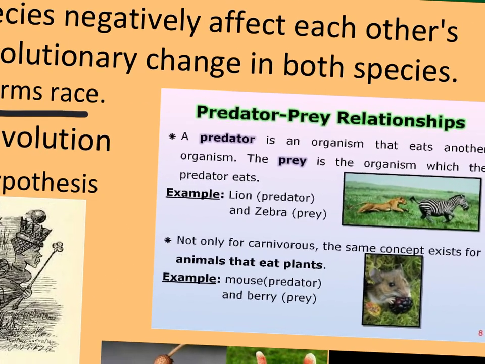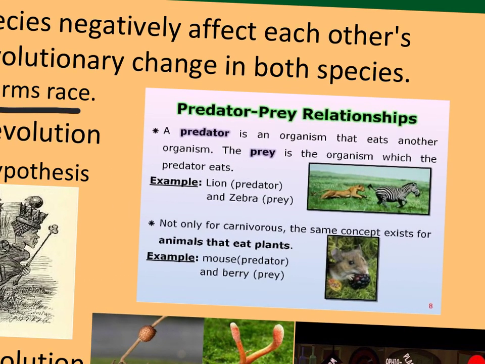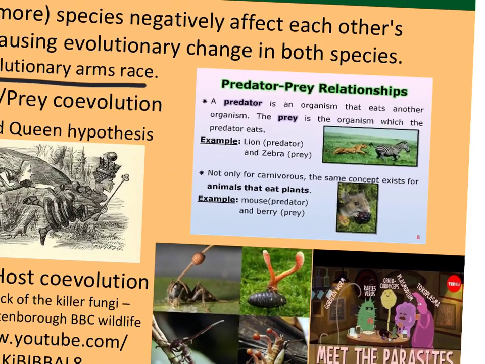And so here's a predator-prey relationship between a predator, a lion, and prey, a zebra. And it's not only animals, you can also have it between animals and plants, like a mouse eating the seeds from a plant. Okay, so is there a way for the plant to defend itself against being eaten to extinction? Okay, so that's predator-prey relationships, where they're both exerting strong selection on the other.